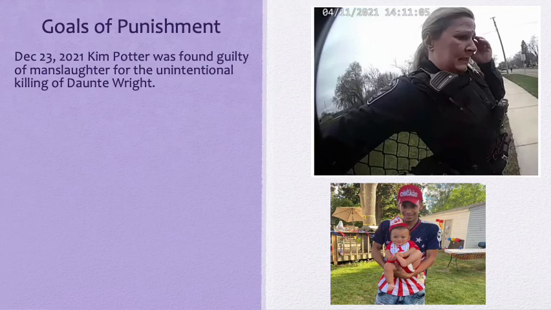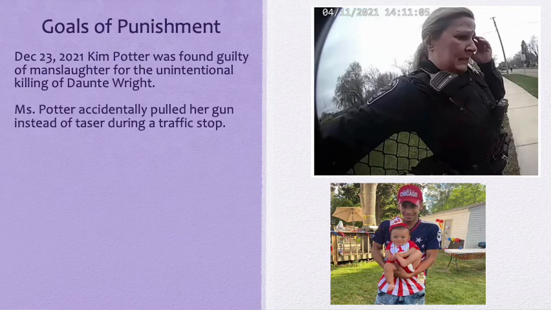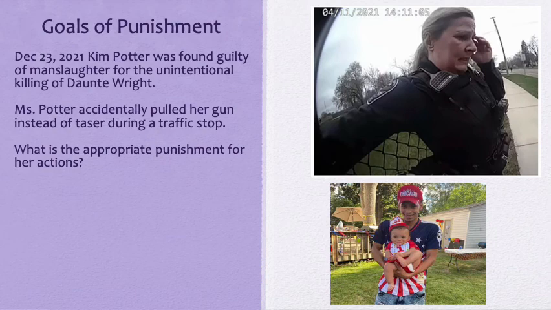As you might recall, she went to trial and she claimed that the shooting death of Daunte Wright was accidental. She said that she meant to tase him, not to kill him, and that she accidentally grabbed for her gun when she meant to grab for the taser. The jury did not buy that argument, and they did find her guilty of manslaughter, as is stated there. So the question is, what is the appropriate punishment for her action?